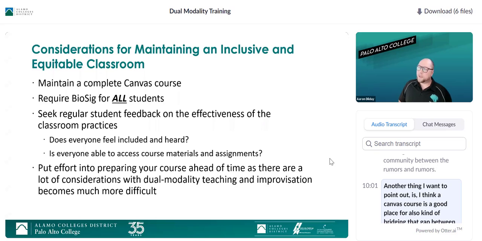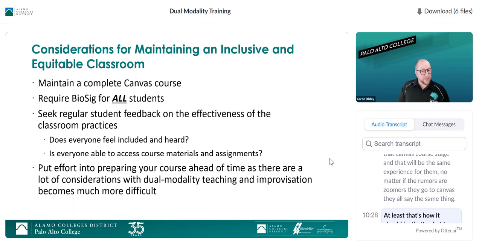Another thing I want to point out is I think a Canvas course is a good place for also bridging that gap between the roomers and Zoomers and creating that communal space. Because while they can't both be in your classroom physically, they can all go to that Canvas course stage, and that will be the same experience for them no matter if they're roomers or Zoomers. They go to Canvas, they all see the same thing. At least that's how it should be.